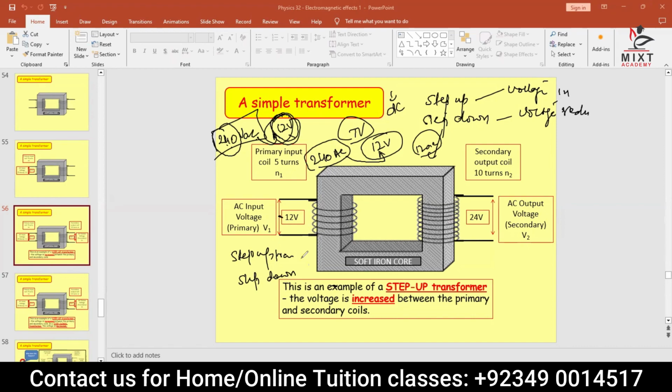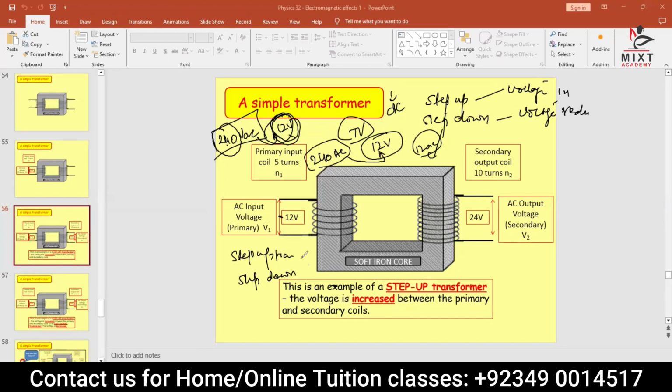Put a heading: step up transformer. Step up transformer is the one which is used to increase the voltage at the output.